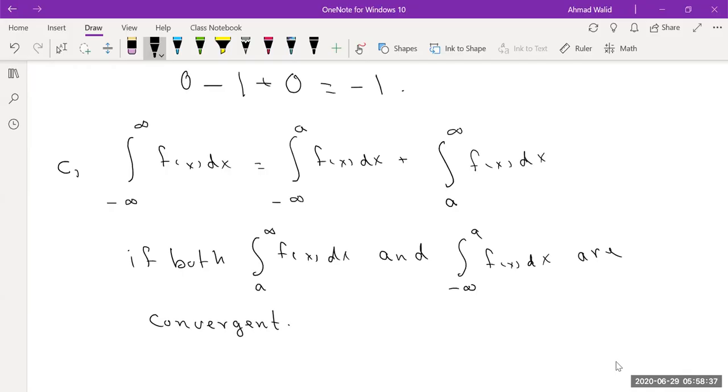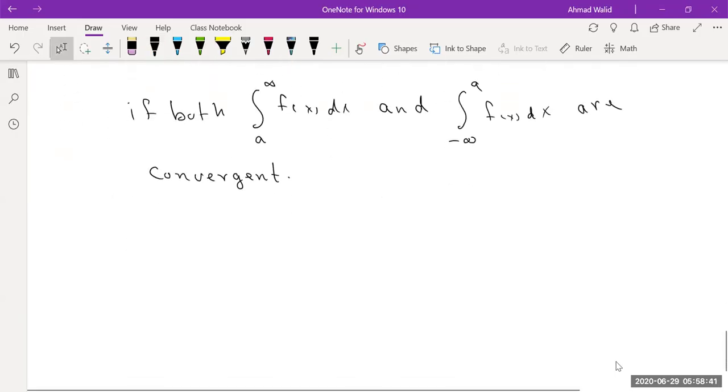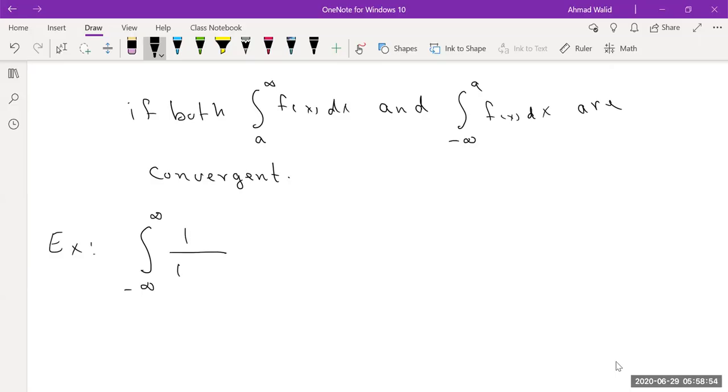It means their limit exists. Let's do an example, apply the rule. Integral from negative infinity to infinity of 1 over 1 plus x squared dx. From negative infinity to infinity, I can rewrite this one as an integral from negative infinity.